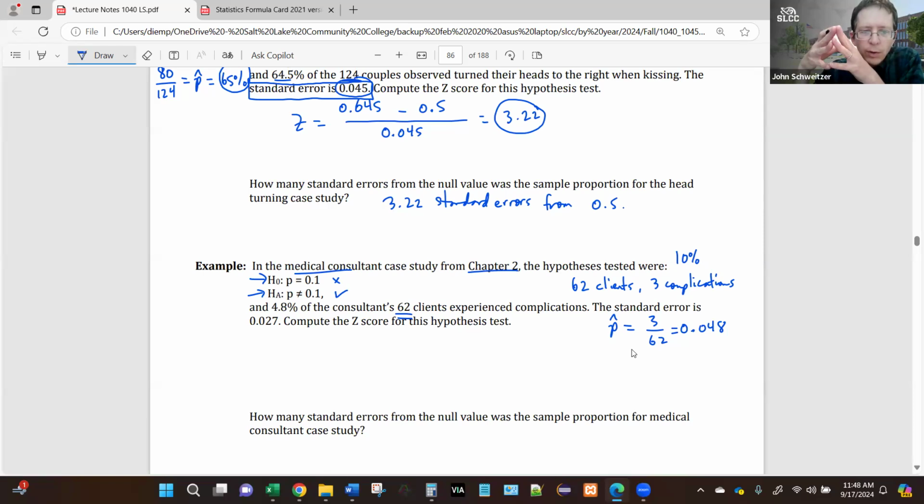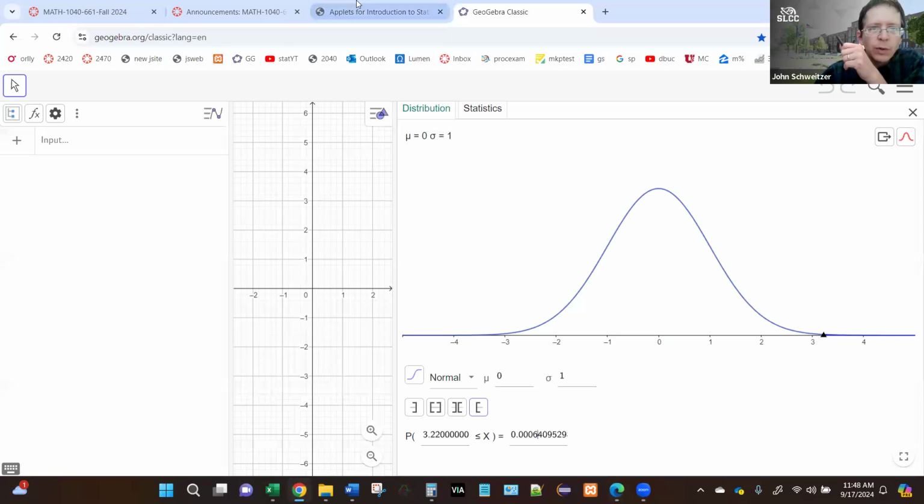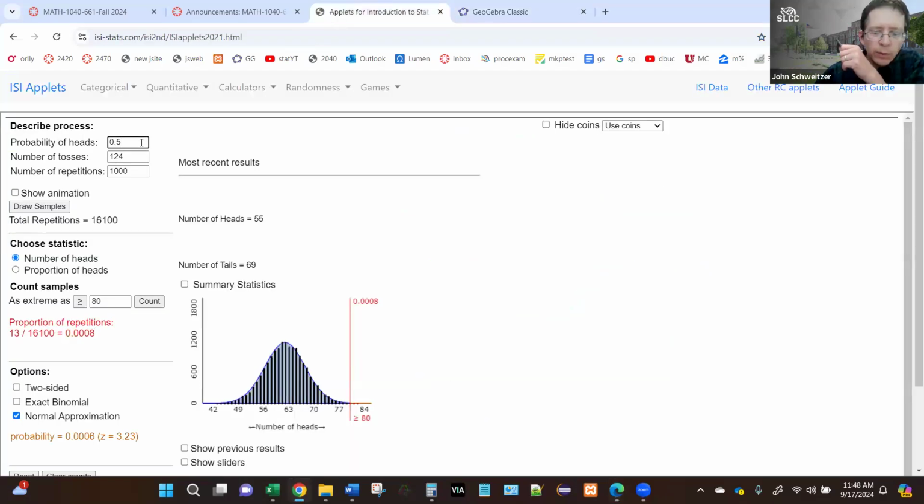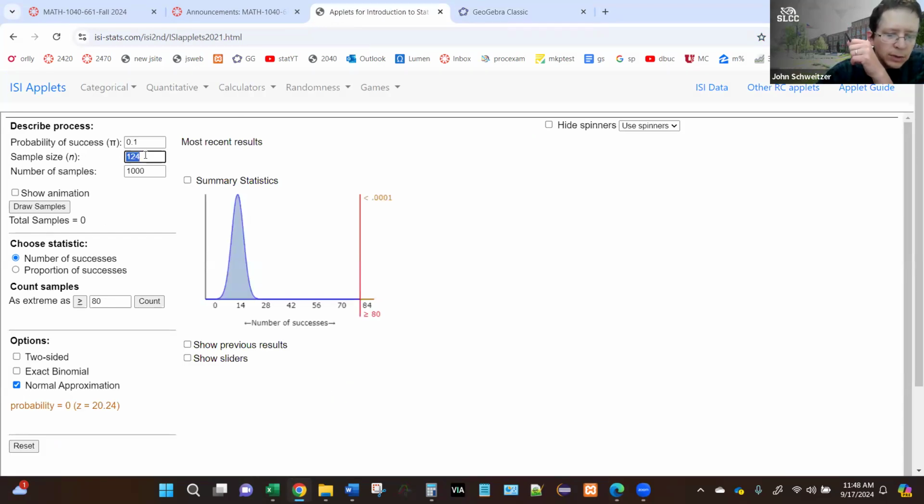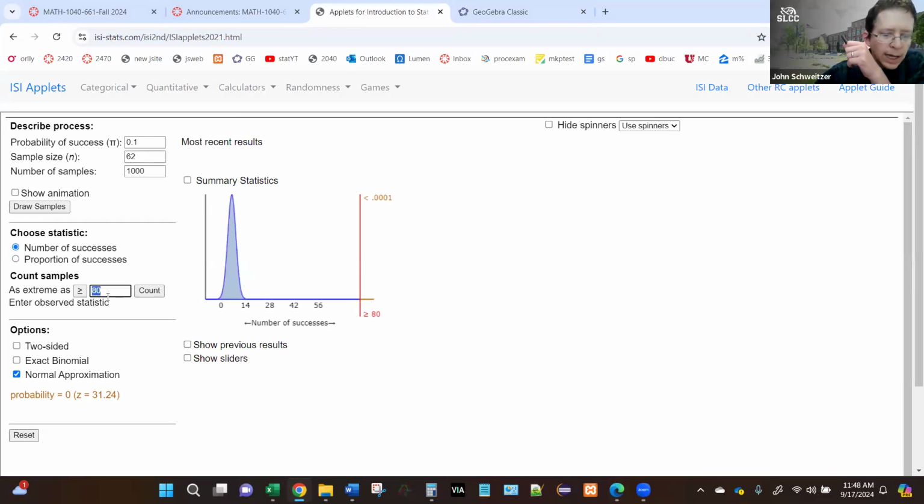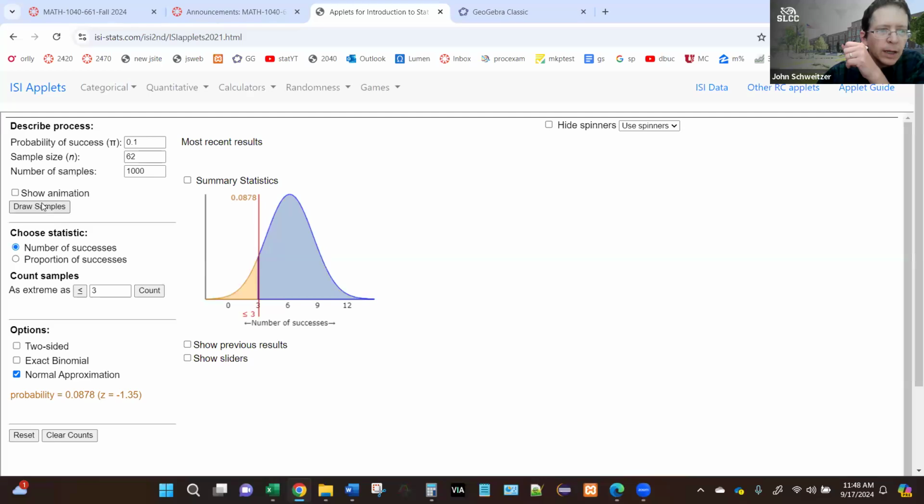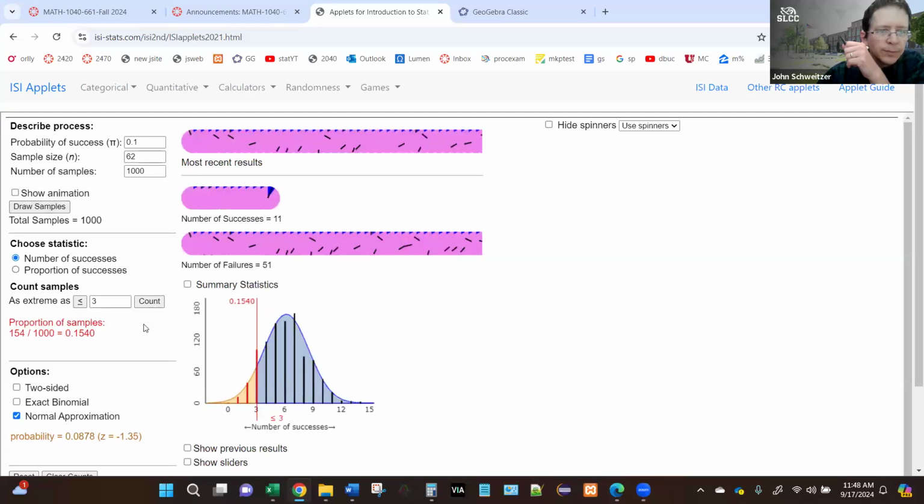But is it so far away from 10% that we're convinced? Is this statistically significant? Okay, so if we go to our applet, we can answer that pretty quickly, right? So let's do this in the chapter 2 way first. We would put in the null, and then we put in the sample size, 62, right? And then she got 3 complications, right? So that's our boundary, right?